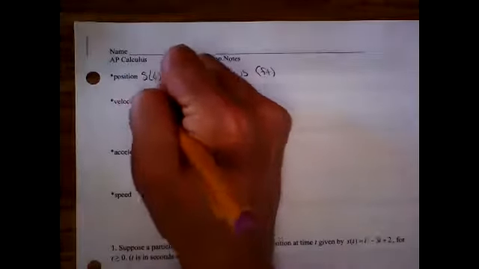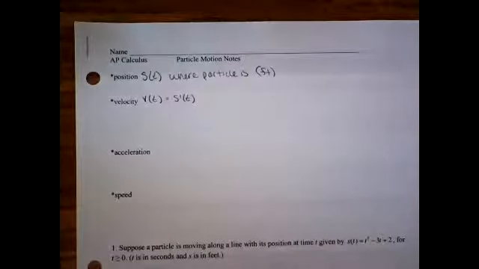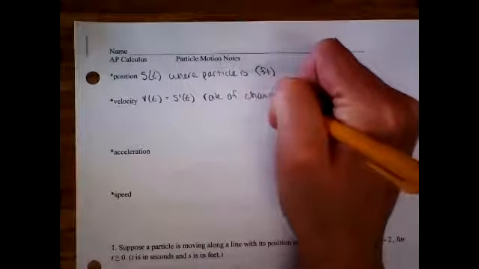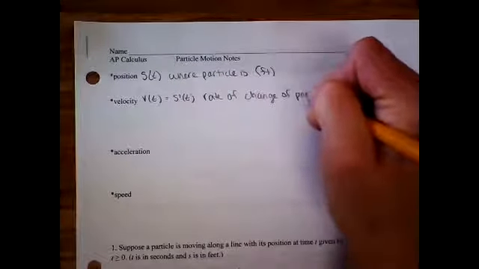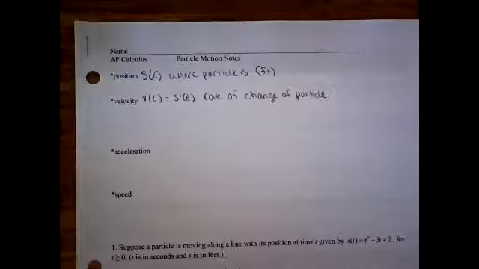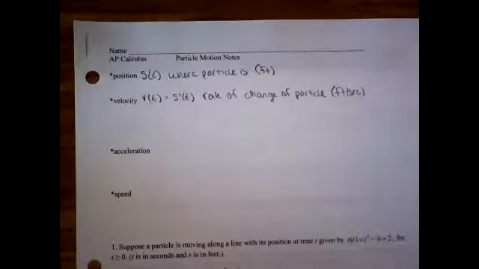Velocity is v of t, and that is the first derivative. So it's the derivative of position. That should make sense. It's a rate of change. All right, so derivative means rate of change. So let's write that down. Rate of change of the particle. So those units aren't going to just be feet. Now that it's a rate of change, an example would be feet per second. And I just always say it has to be something per something else. So like miles per hour.